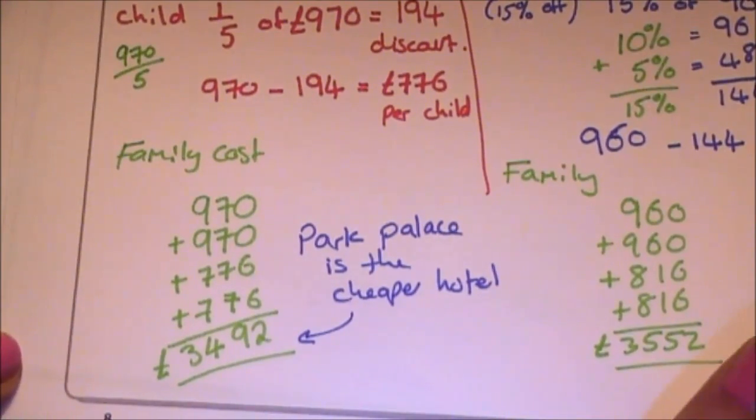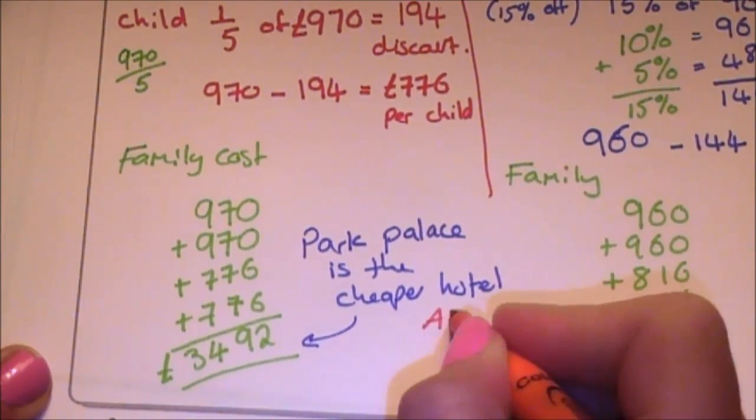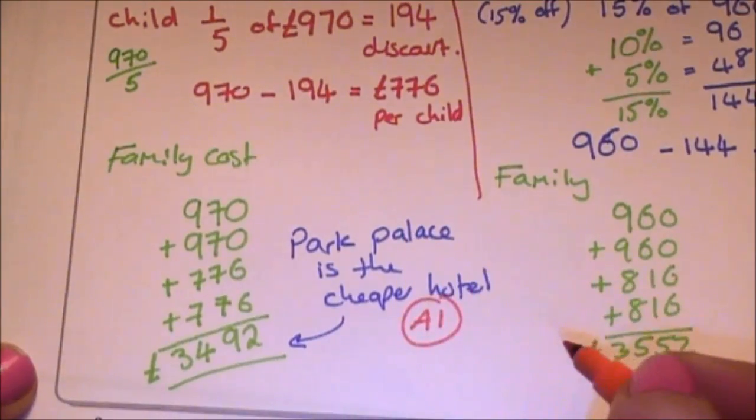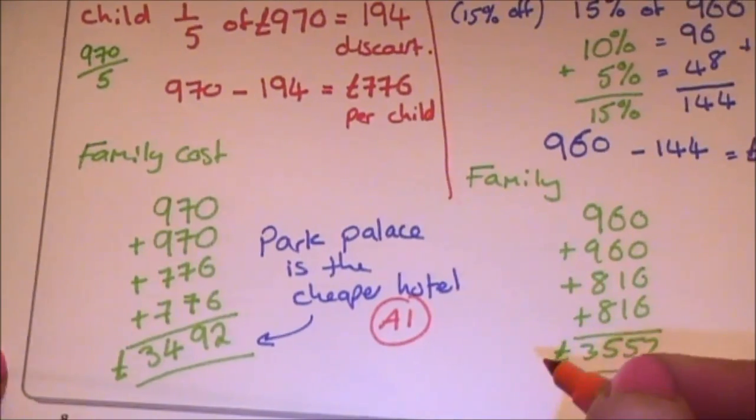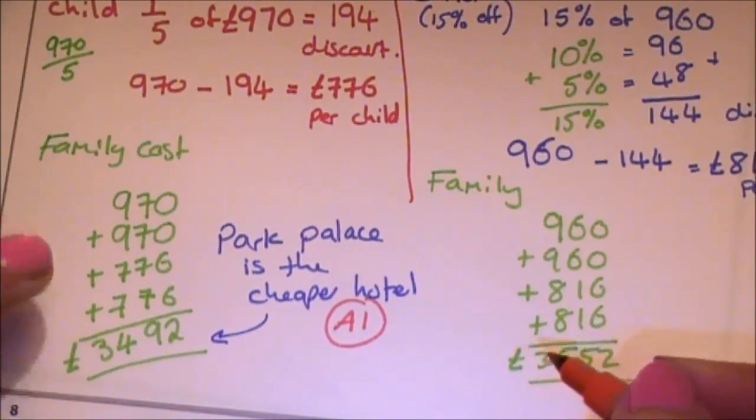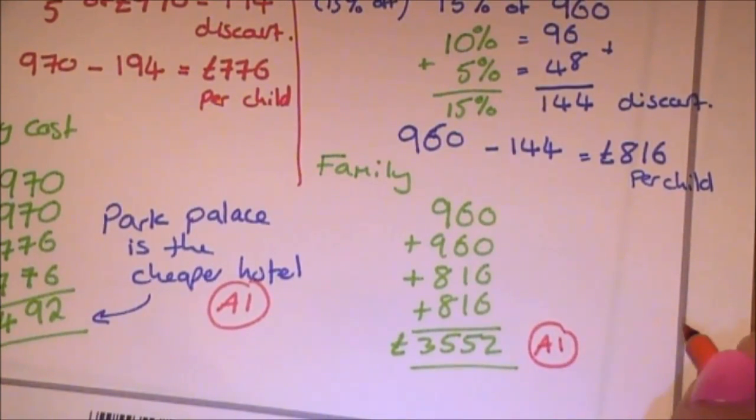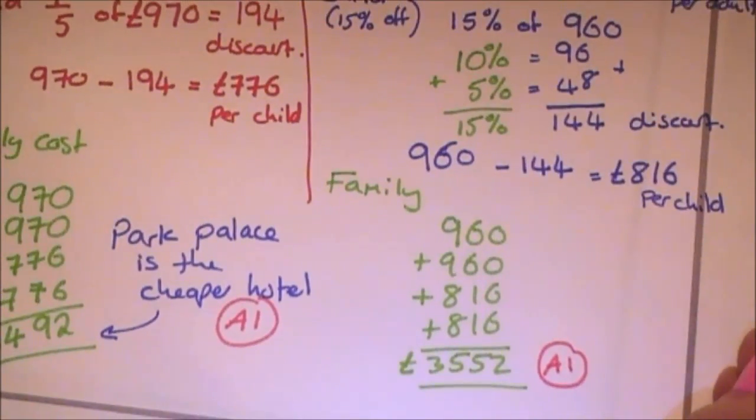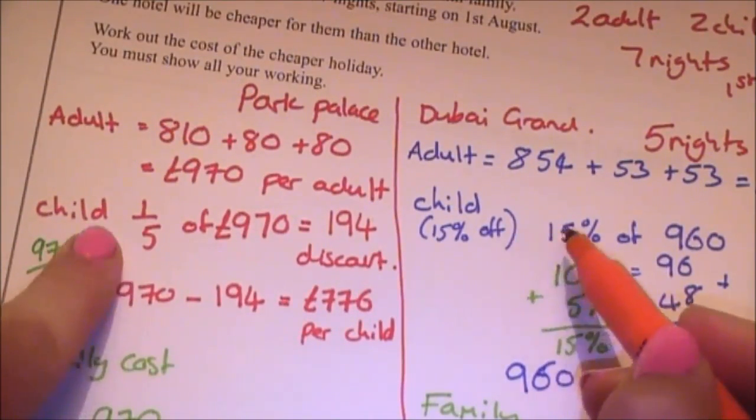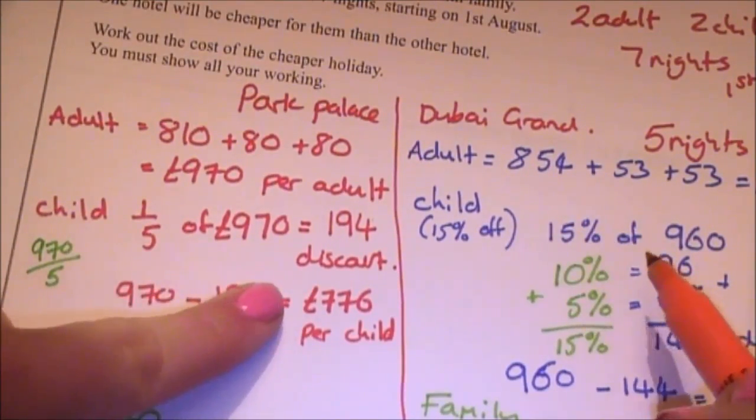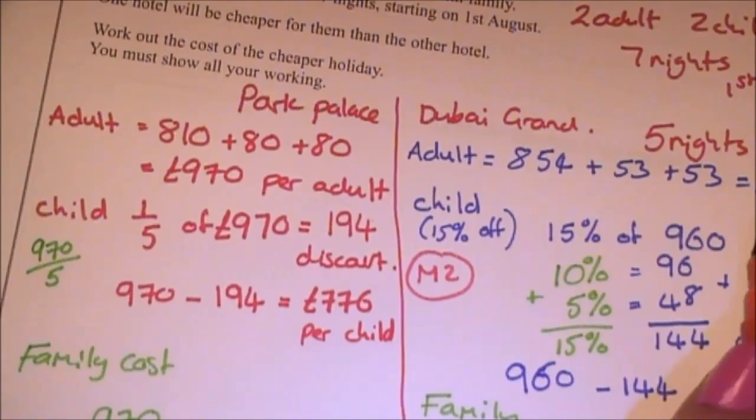Okay, this is quite a complicated one to break down, but I'll work backwards. Your first mark is an answer mark for correctly identifying that Park Palace is the cheaper hotel. Now, there's a second answer mark, and that is for getting either one of these correct. So I got them both right, so I get the second answer mark. Now, there are 2 method marks at this stage where we have correctly found the discount and the price of the child. So that's actually worth 2 marks there.